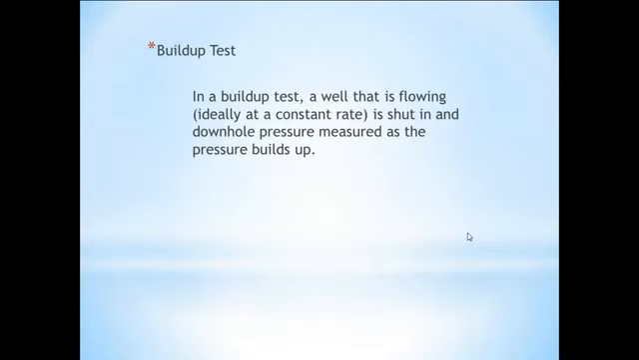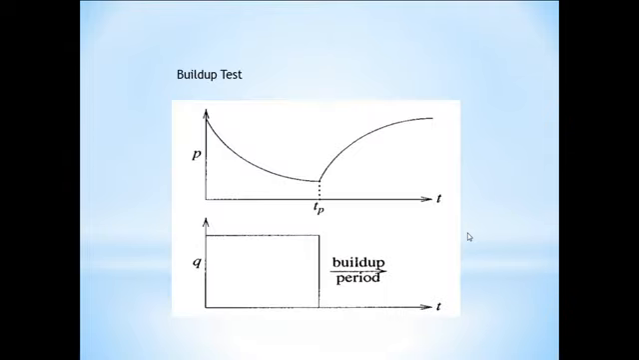The next test is the build-up test. In the build-up test, a well that is flowing initially at a constant rate is shut in, and the downhole pressure is measured as the pressure builds up. The input here is basically an alteration in the production rate. In this case, we drop the production rate to zero, and the pressure response is basically the pressure buildup. So the value is dependent upon the type of input as well as the system properties.